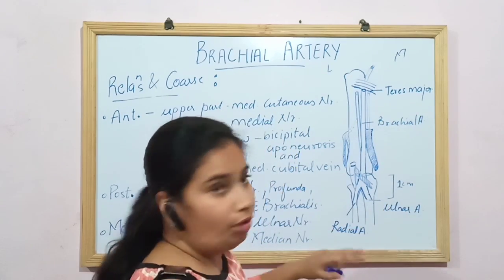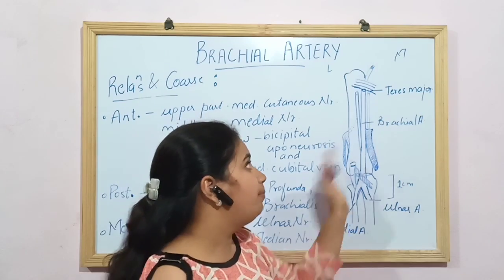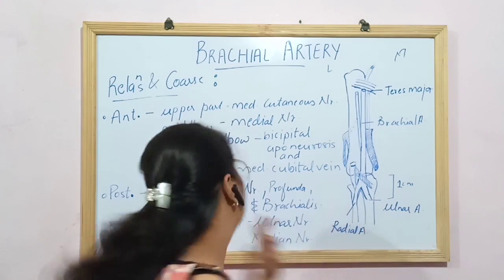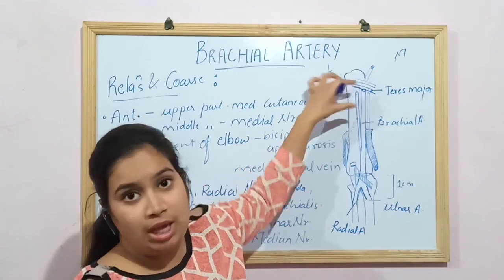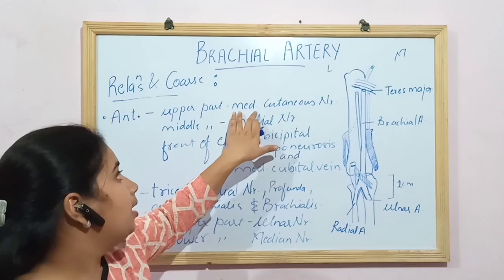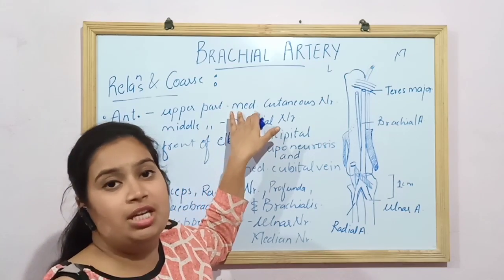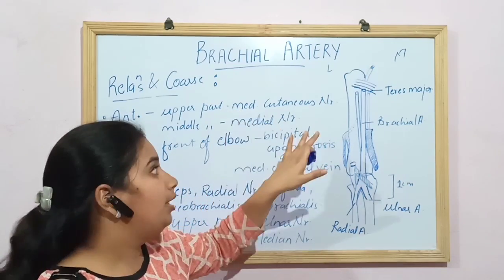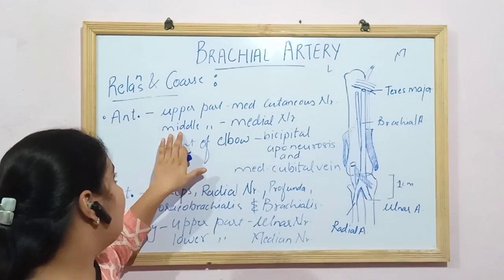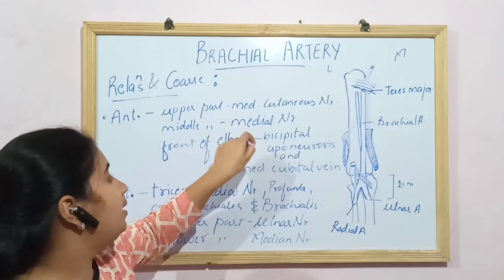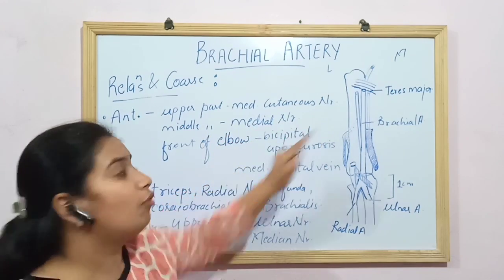Along the length of this artery, it accompanies many structures. So these are your relations. Anteriorly, in the upper part, it is in relation with the medial cutaneous nerve of the forearm. Moving on towards the middle part, it is accompanied with the median nerve of the arm.